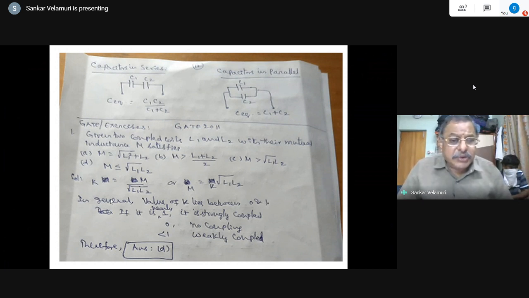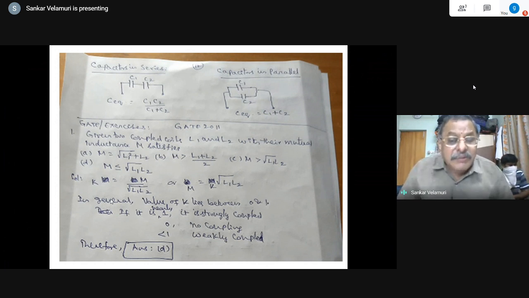If it is nearer to 0, it is weakly coupled. If it is nearly equal to 1, it is strongly coupled. So therefore, M should satisfy that the value of K should lie between 0 and 1. So M should be less than or equal to square root of L1 into L2, which is the right answer. In option C you may be tempted to write M greater than square root of L1 into L2, which would mean K is greater than 1.